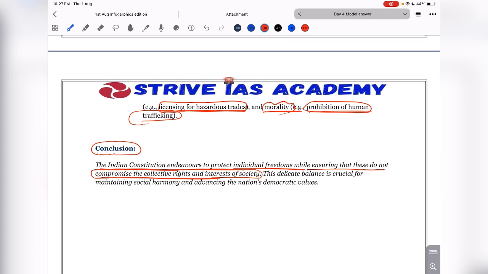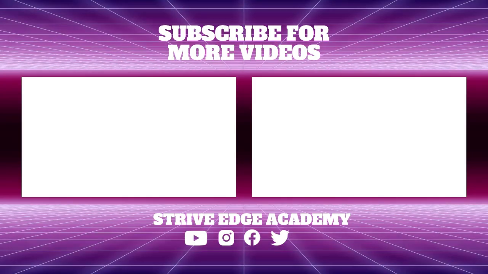You have the freedom for all-round development of your personality, but at the same time that freedom should not impact the society or our state or nation at large. So there is a restriction imposed by the state to ensure this delicate balance, which is crucial for maintaining social harmony and advancing national democratic values. This is all about the answer.